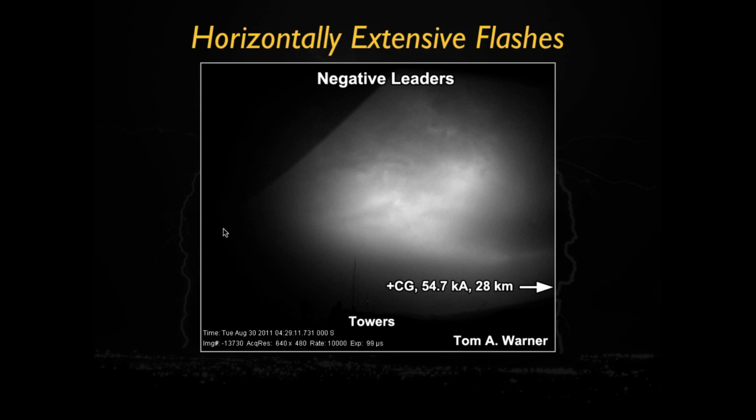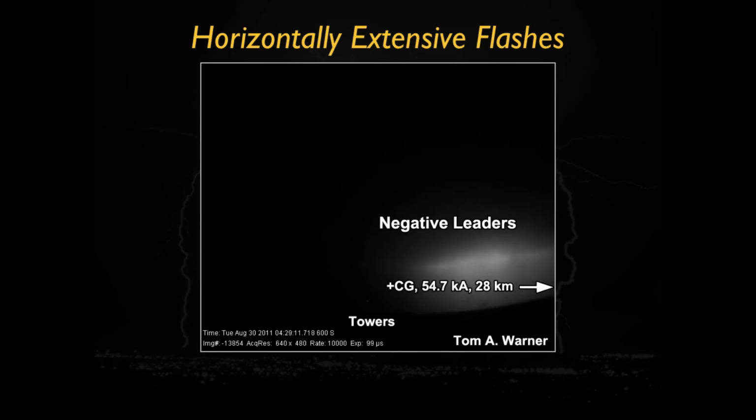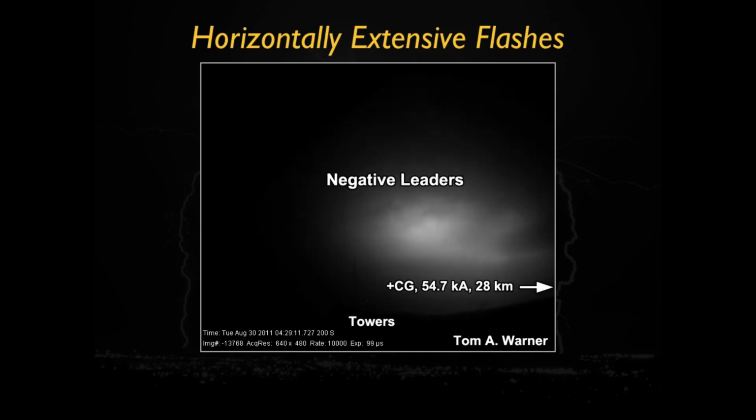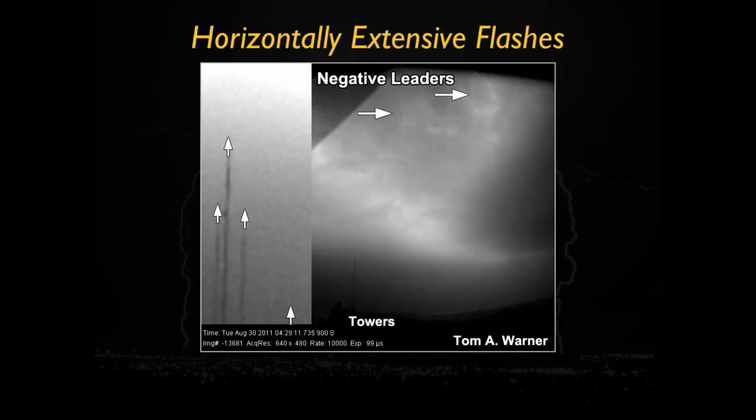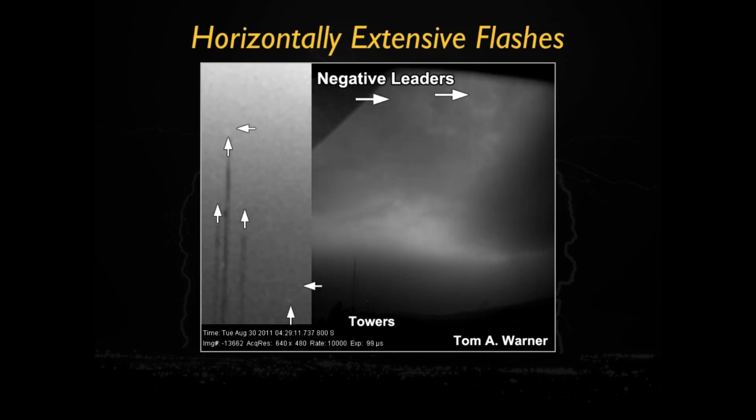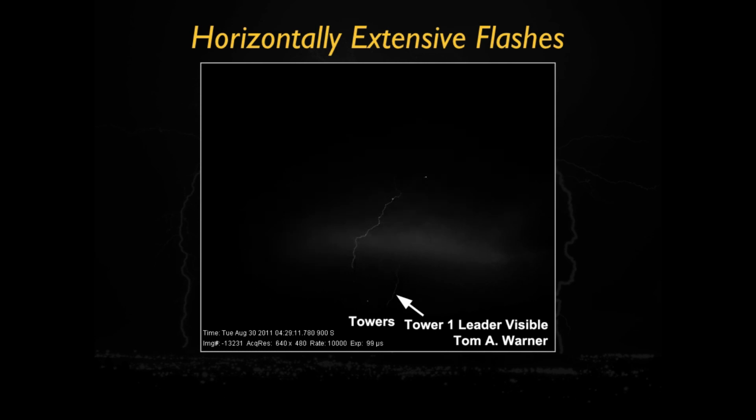This is a flash where we're going to show two positive CG return strokes. What you'll see is the first one is about 28 kilometers away, 54.7 kiloamps estimated peak current. And you're going to see negative leader development stay just above cloud base and propagate towards the camera. We do see some visible evidence of the leaders in the later stages, and sure enough, they appear like negative leaders, as we suspect. And these negative leaders actually result in upward positive leaders from these towers.